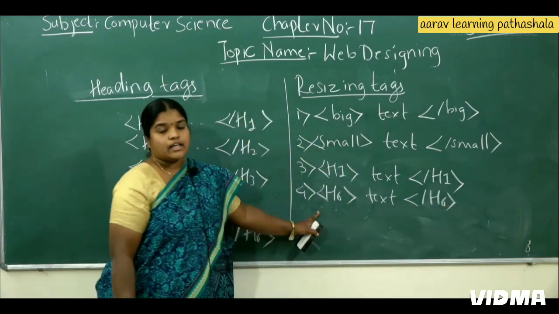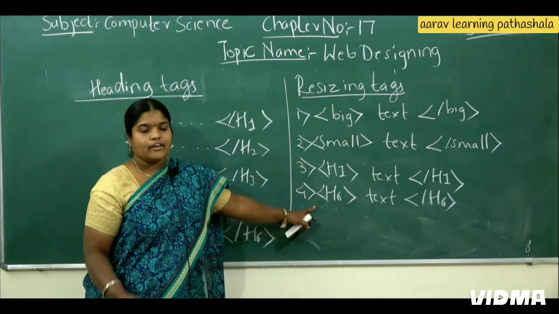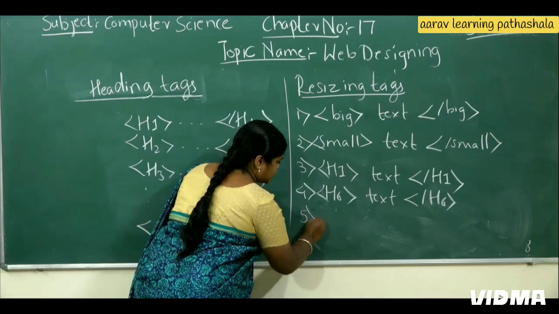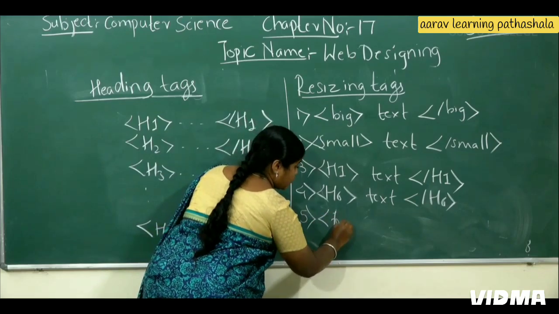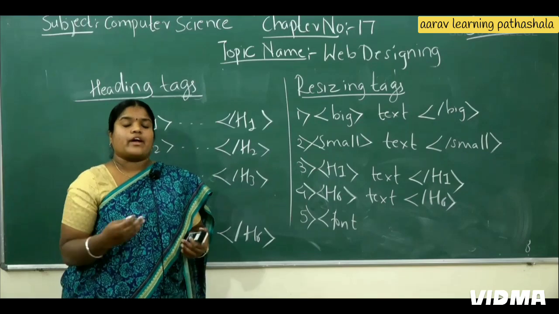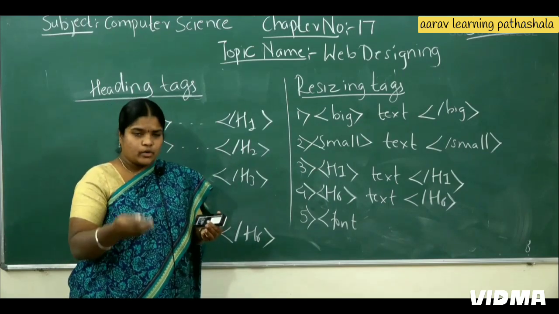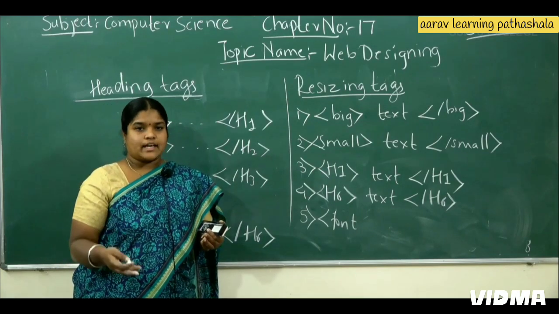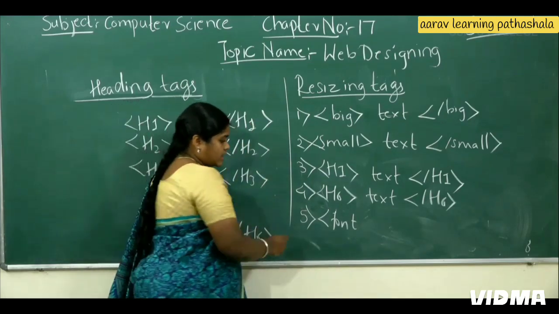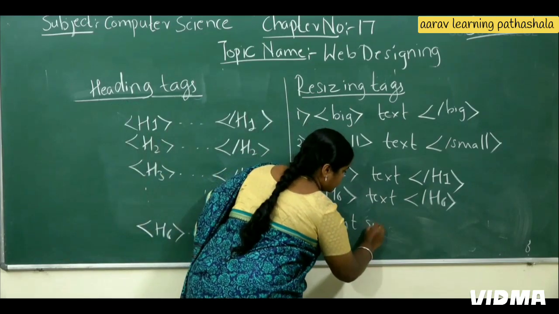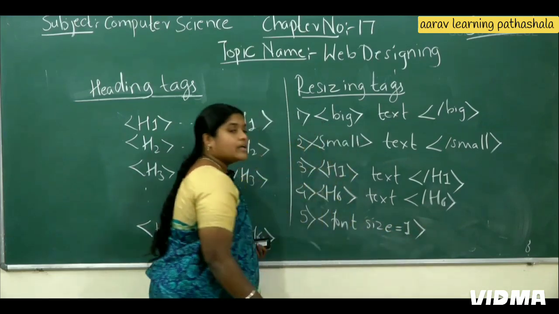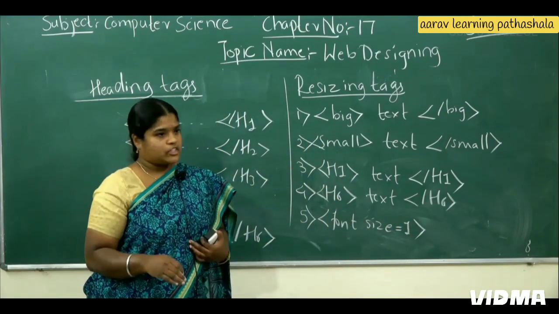So H6 is also a heading tag which will give you the smallest font size. Then the next we are going to study is font tag. With font tag, there are a number of attributes that can be used. You can use the attributes face, size, color. Now as we are going to talk about size here, we are going to use the attribute size. If I say size is equal to 1, it will give the smallest font size.